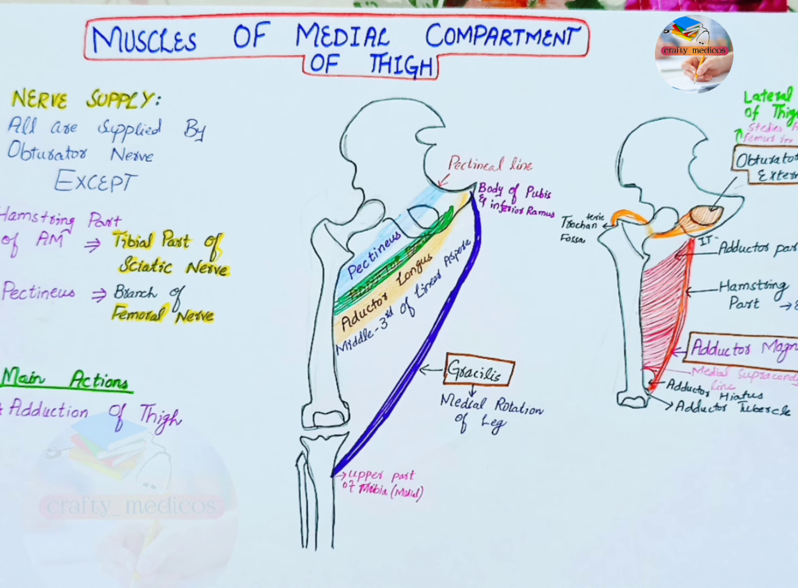The main action of all these muscles is adduction of thigh. In addition, the gracilis is a flexor as well as medial rotator of thigh, and pectineus is a flexor of thigh, as well as it also causes the adduction of thigh. The adductor part of the adductor magnus causes the adduction of thigh and flexion of thigh, whereas its hamstring part helps in extension of hip and flexion of knee joint.